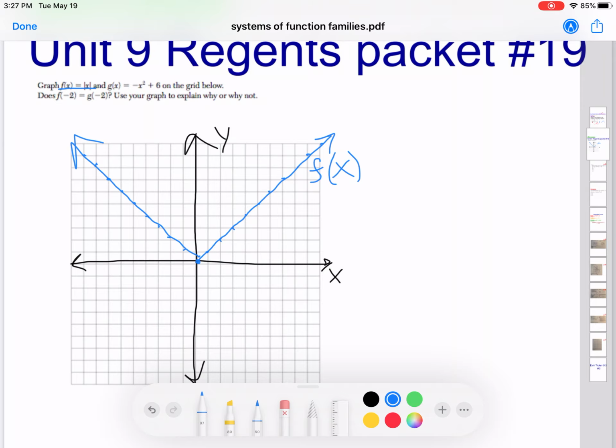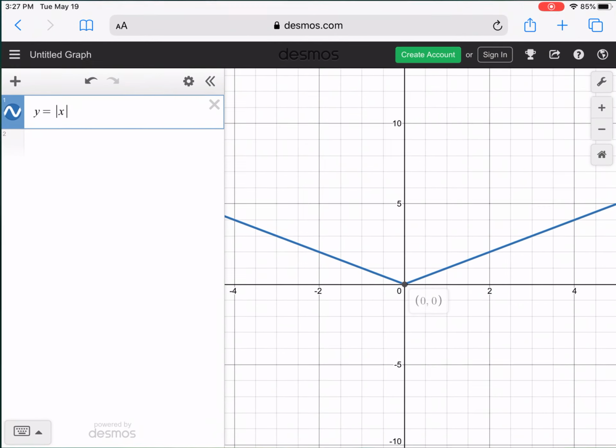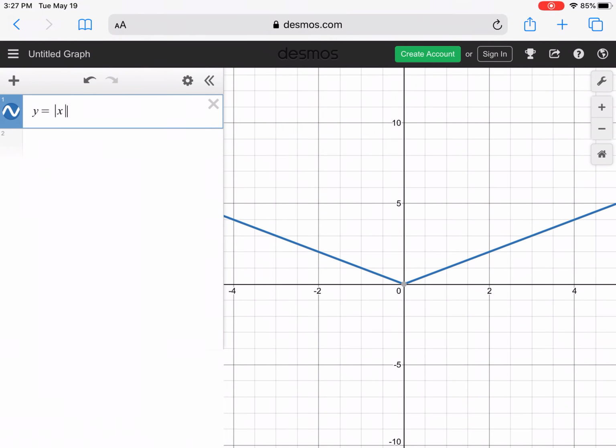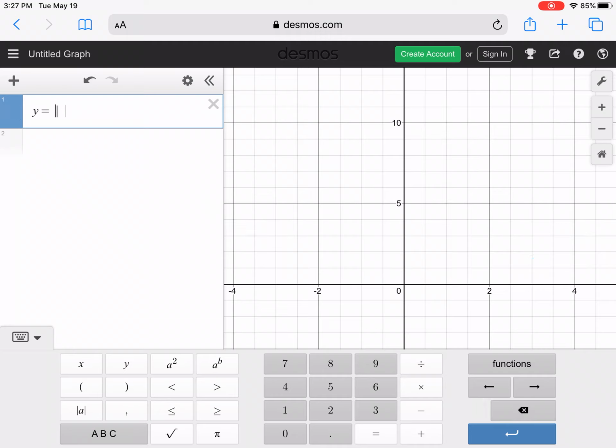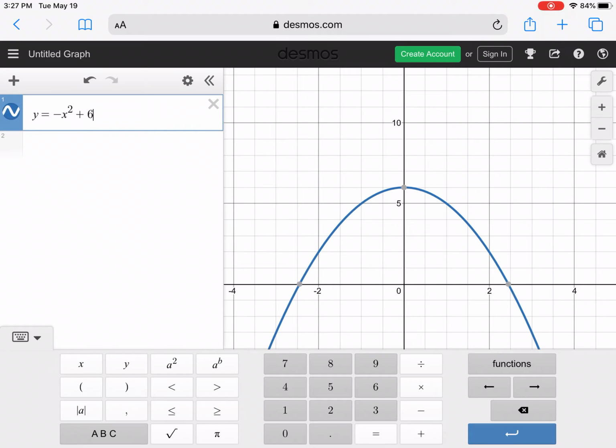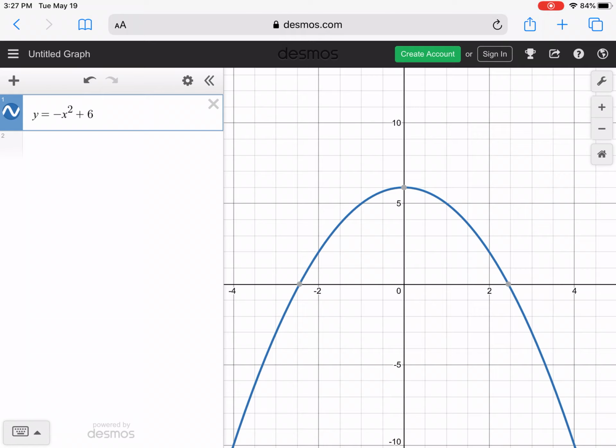Now let's jump over to our g of x function. We know right away that this is a parabola because we see that x squared. We also should know that our parabola is going to be upside down because our a value is negative 1. And we also know that the parabola has been shifted up 6 units because we see that plus 6. But let's use our calculator to confirm what the graph should look like. So we'll type in y equals negative x squared plus 6. So we see that our graph looks like this.